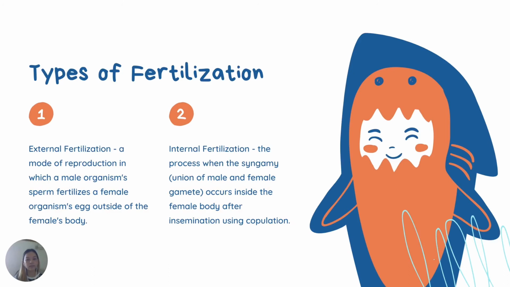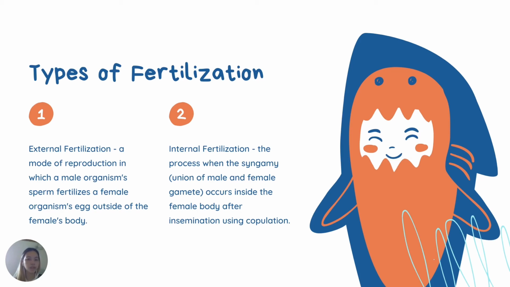Next. Okay, next. Let's go on to the types of fertilization. Meron tayong two types of fertilization. First is the external and the internal. Yung external, a mode of reproduction in which a male organism's sperm fertilize a female organism's egg outside of the female body. Usually, yung mga ganito sa mga tubig siya. Yung mga fish, frogs, ganon.